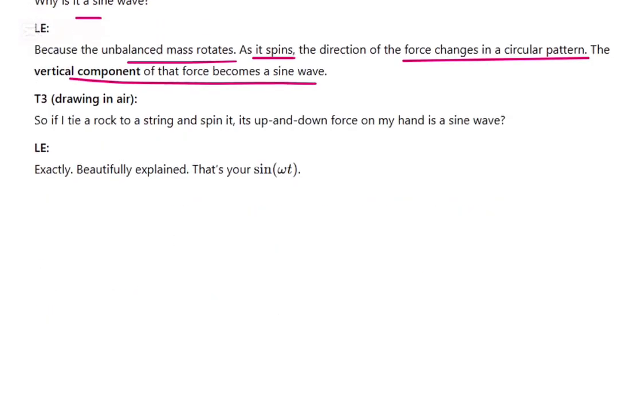So if I tie a rock to a string and spin it, the up and down force on my hand is a sine wave. That's what sine omega t explains.